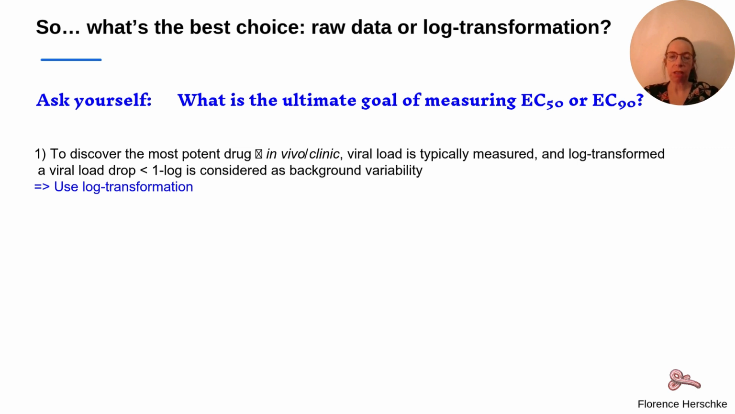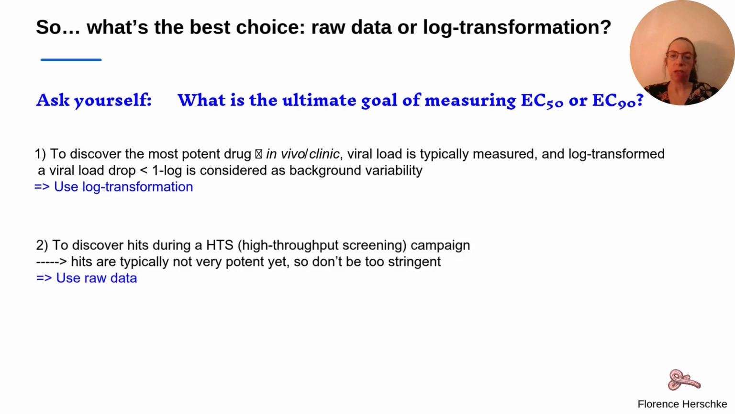On the other hand, if you are earlier in your program and want to discover hits during a high throughput screening campaign, please remember that hits are typically not very potent compounds yet. They are not optimized, and so you don't want to be too stringent, or you will just drop everything in that case. So, in that case, do use raw data. That's actually the only case where I would truly recommend to use raw data, unless you are using ELISA or percentage of infected cells.